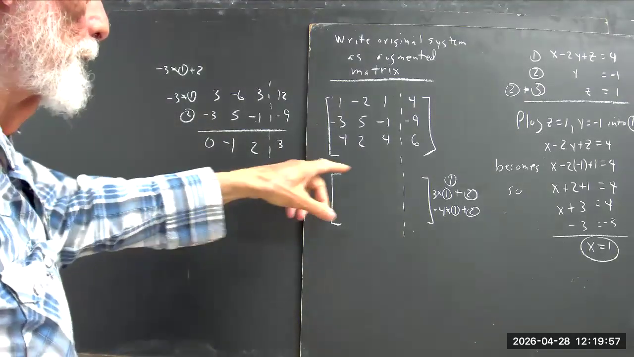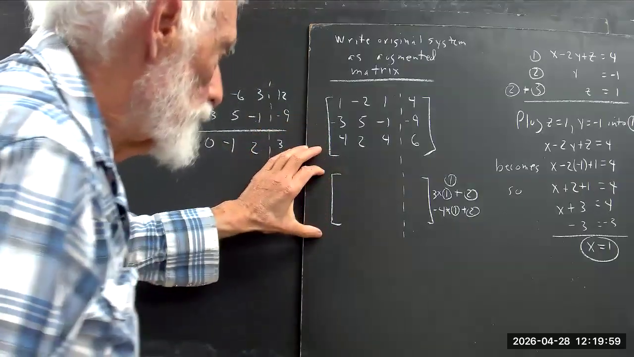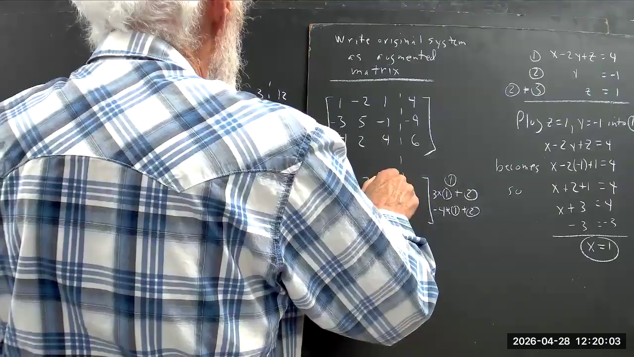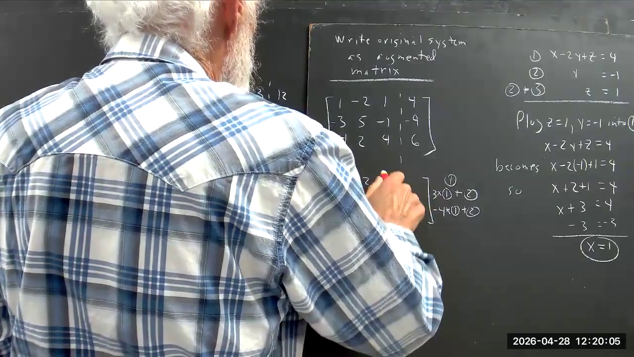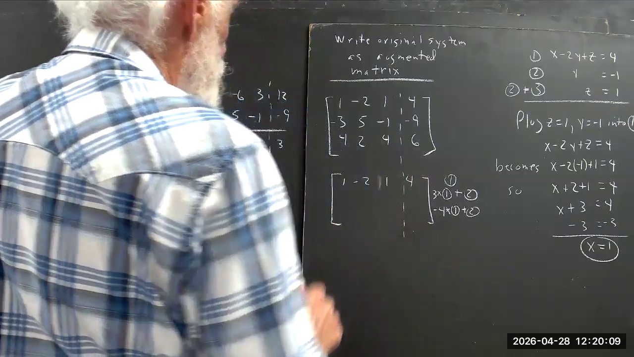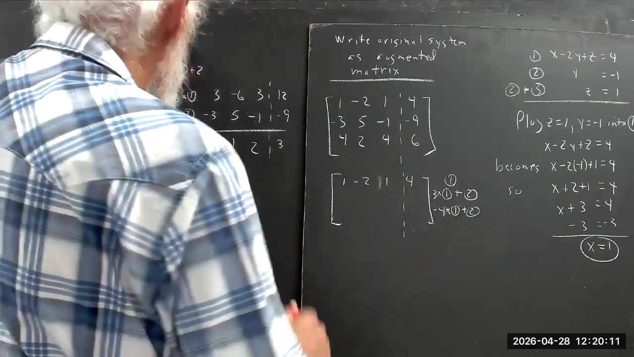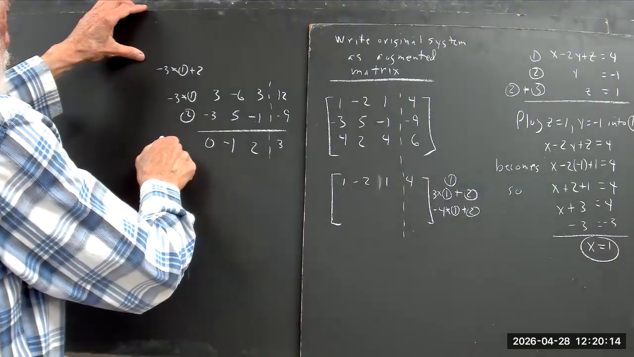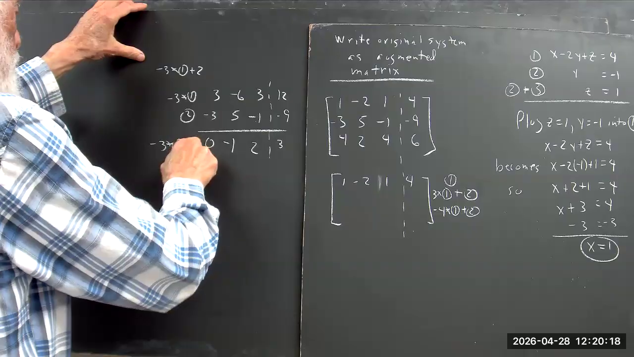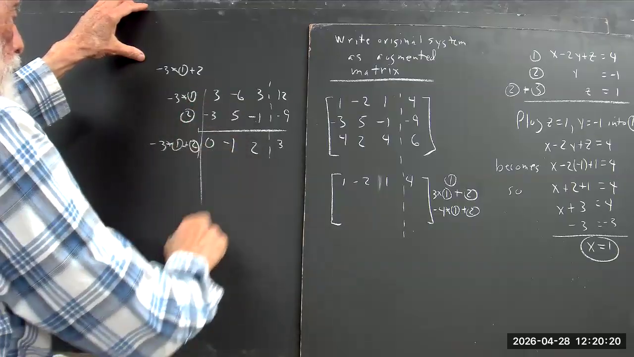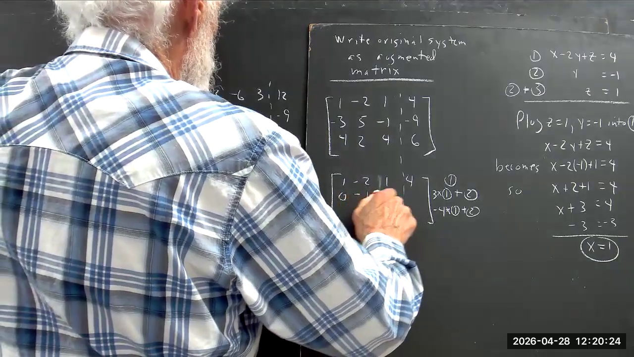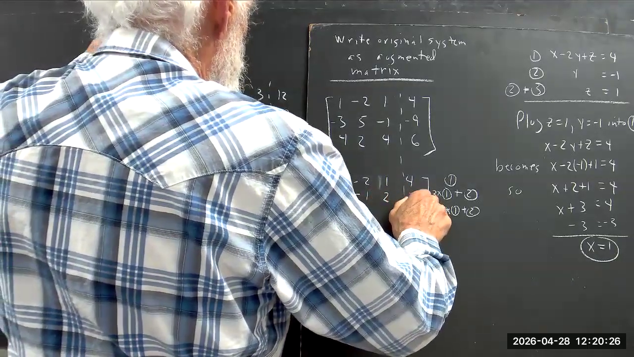Okay, so what are we going to write down? In the second matrix, we're going to write down row 1: 1, -2, 1, 1, 4. -3 times row 1 plus row 2, that's what we have here. That's 0, and we've got to write the 0. We're not going to put a blank in there, we're going to put a 0 in.